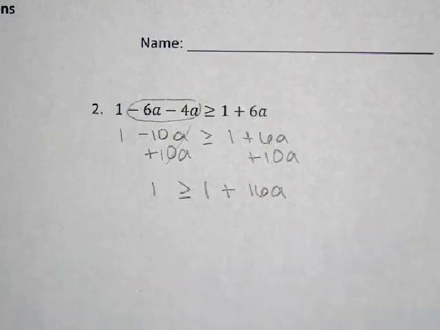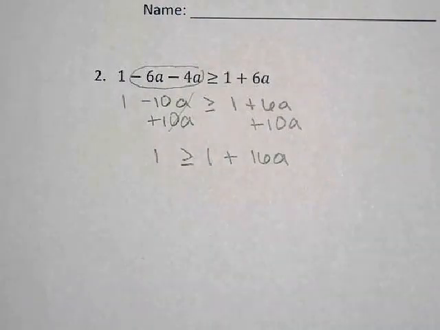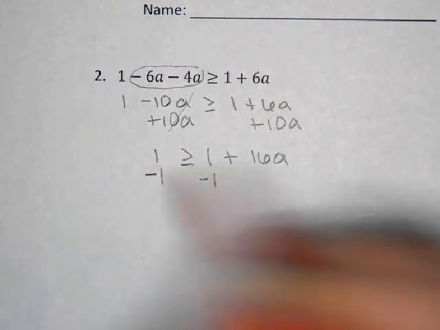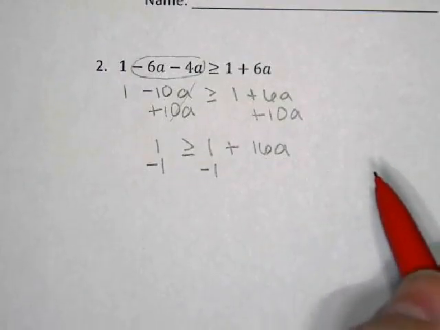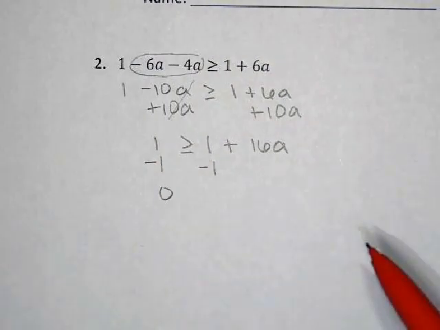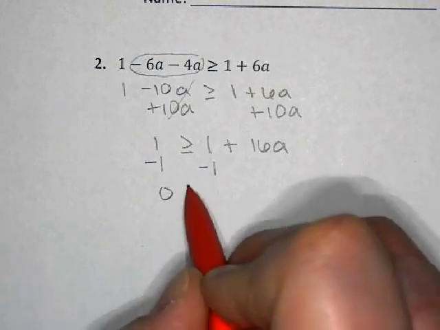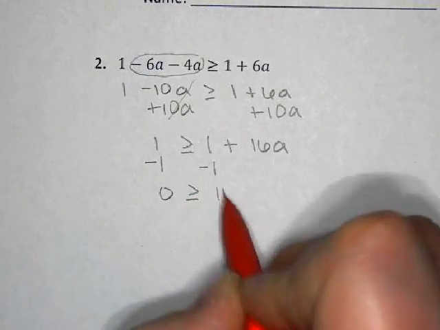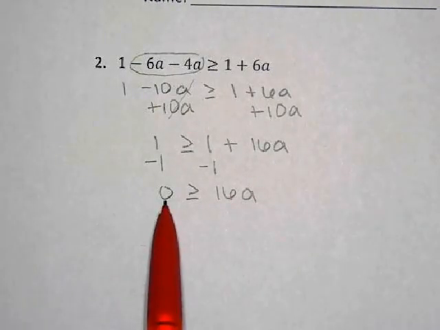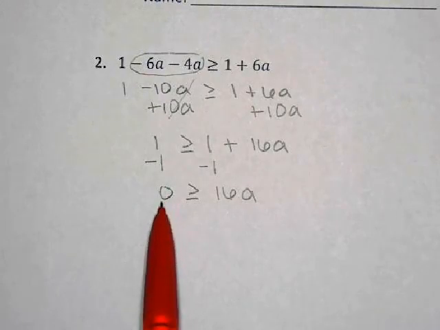16. Okay. And this is where the problem starts to feel a little bit weird. So what should I do from here? I want the a's to be alone. So I've got a positive 1. I'm going to subtract the 1 over. And you might start to feel like you're not doing it right. So you subtract the 1, and you end up getting nothing on this side because the 1's cancel out, and you just have 0 left over. And then you've got 16a right there. And a lot of students feel like something went wrong here. But it's okay. 0 is an okay answer to have on this other side.